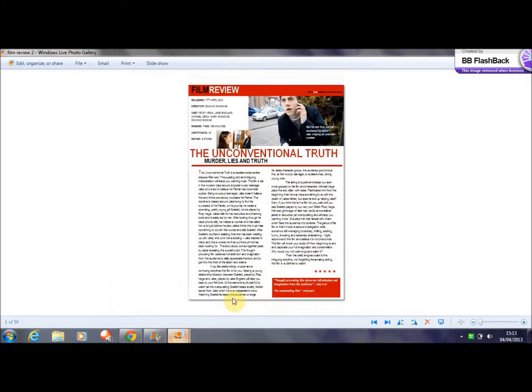I have also incorporated these colours within my film review. So at the top here we have the red band, again hinting that there is blood, death within the film. The white of the review suggests that there is innocence, so Jake and Scarlett, and the black obviously hints to the audience that there is death within the film.